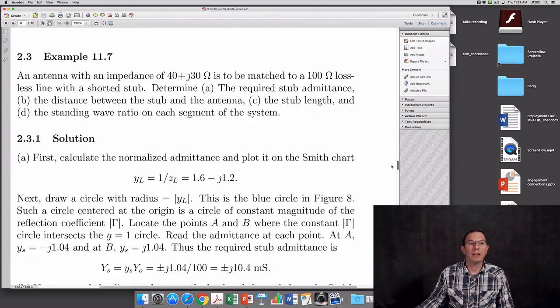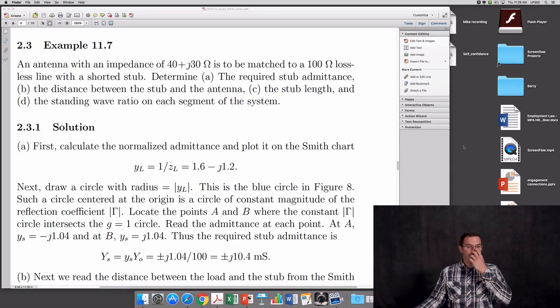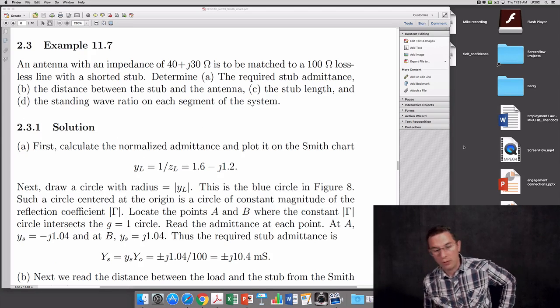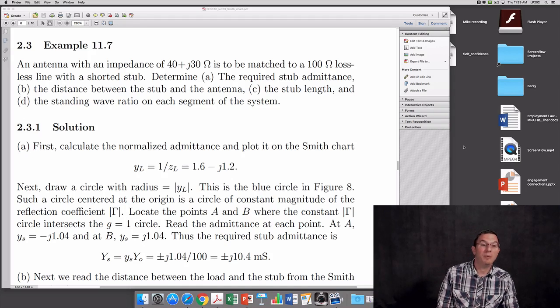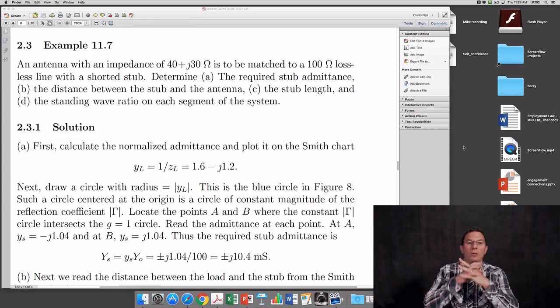Okay, let's look at an example to see how in practice you would actually use the Smith chart to match a load to a particular transmission line. So this is example 11.7: an antenna with an impedance of 40 plus j30 ohms is to be matched, so that's the load, the antenna is the load, to a 100 ohm lossless transmission line using a shorted stub matching network.